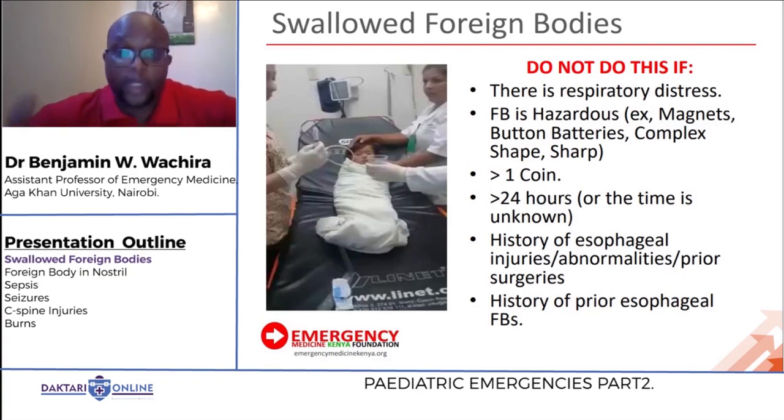If the child has more than one coin in the throat, if it's been there for more than 24 hours, or you do not know how long it's been there. Children with esophageal injuries, abnormalities, prior surgeries, do not attempt this. And of course, a child with a history of prior esophageal foreign bodies, again, this should not be attempted.